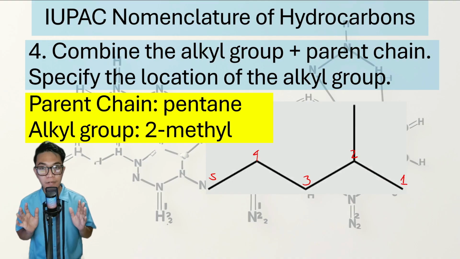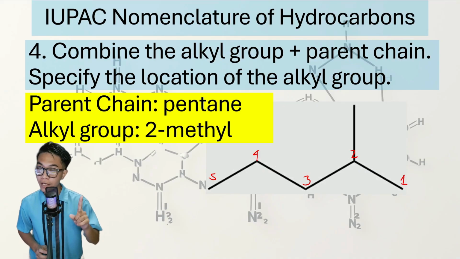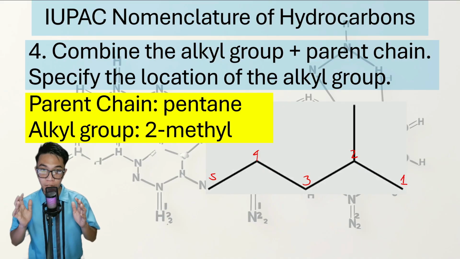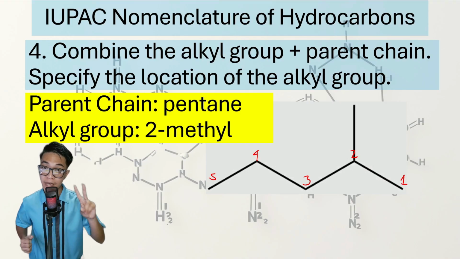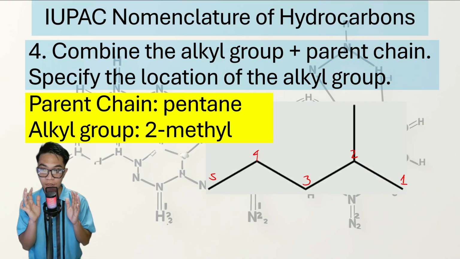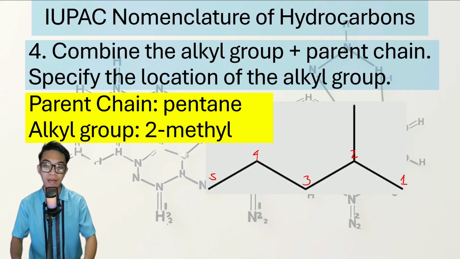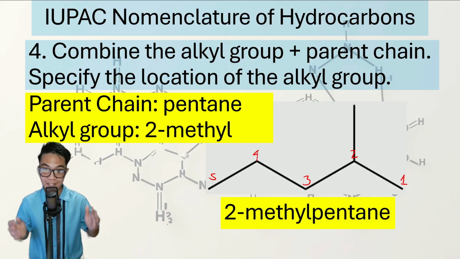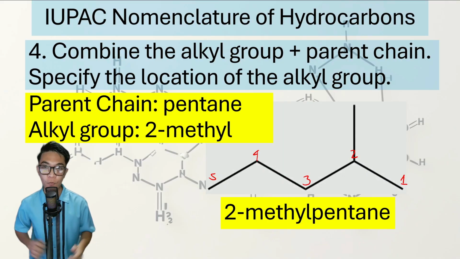Okay, so our parent chain is named pentane, and our alkyl group is 2-methyl. Take note, in the alkyl group, we should properly identify the location of that methyl group as to what carbon atom it is attached to. And in this case of our example, the methyl group is attached to the second carbon. Okay? So the formula for this is alkyl group plus parent chain equals the hydrocarbon name. And here we have it. This specific hydrocarbon is named 2-methylpentane, since this is just an alkane with a methyl group on its second carbon. It's just easy, right?